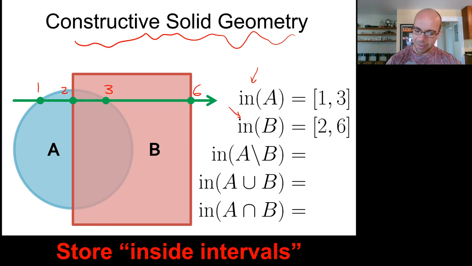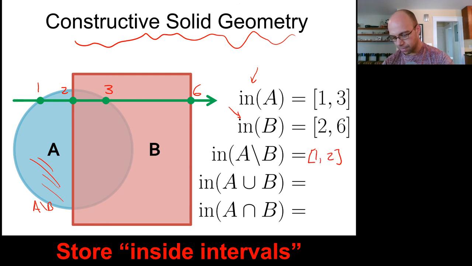So now when we do CSG, let's say we want to compute the interval of time in which we're inside of A minus B. So what is A minus B? It's just this semicircle here, right? This is A minus B. So what do we do? We take these two intervals, right? [1, 3] and [2, 6]. And we take [1, 3] and subtract [2, 6]. And what we're left with is [1, 2], right? And that corresponds to this interval here.